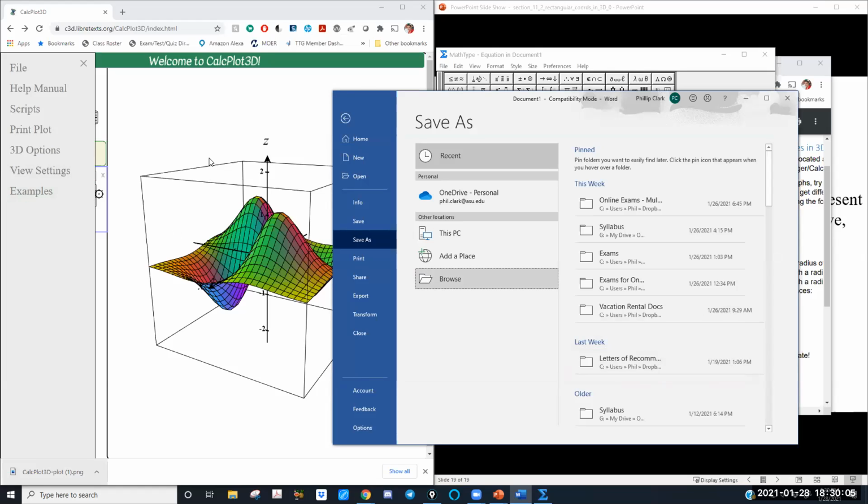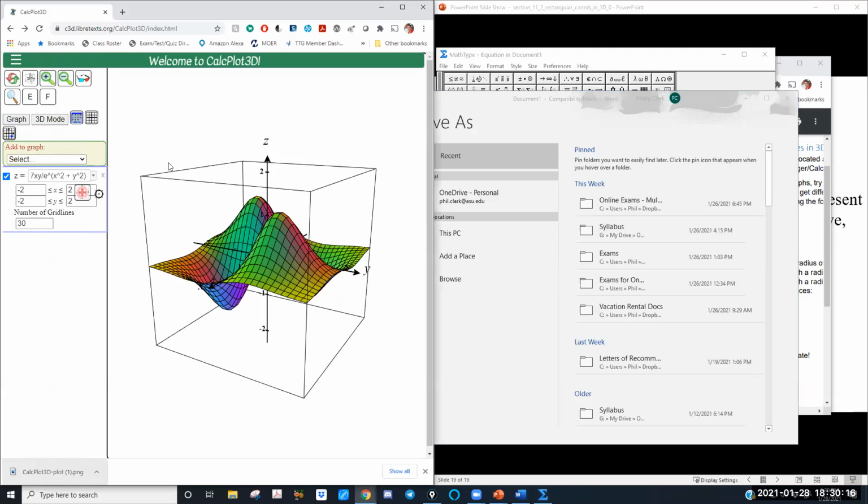We just don't have, you know, it's 6:30 now, so we're out of time to do anything else today. But I highly encourage you to. It's fun to play around with this 3D plotter.